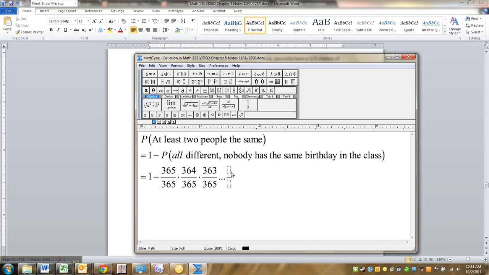Okay, so we continue, keep going down. You want 30 people total, right? Okay, so one person away. So the first person is here. Second person's right here, right? But notice the difference between the two is only one. Third person, if you take 365, take away 363, it's 2.